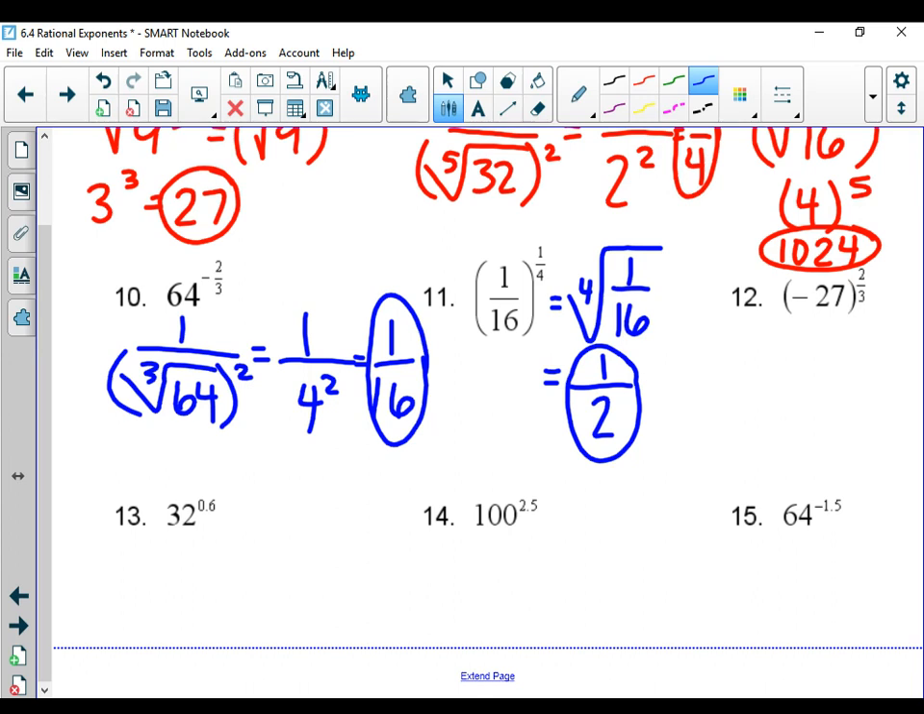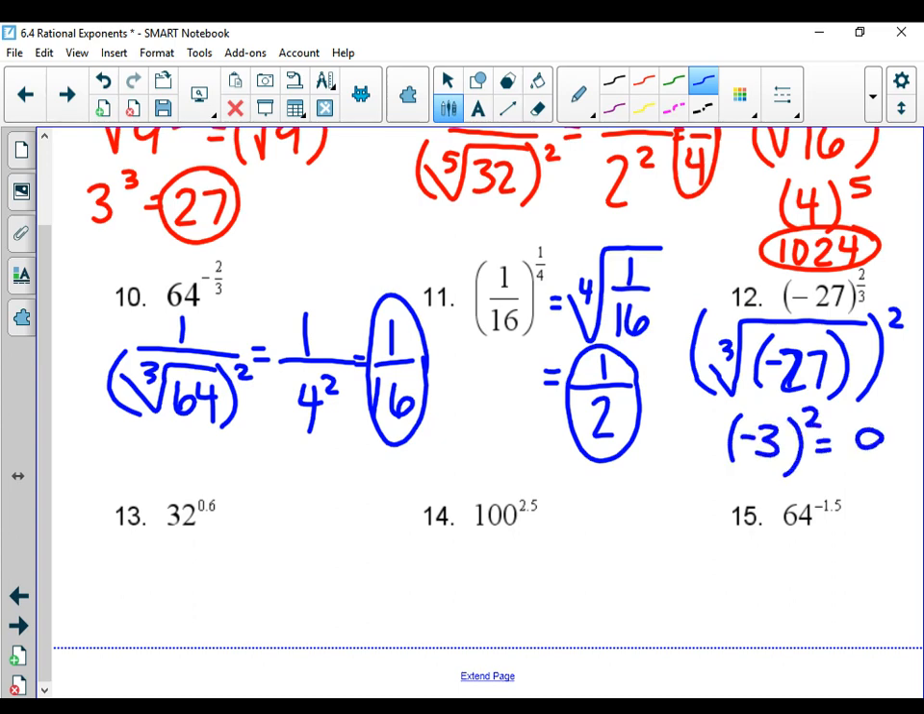Okay. We've got negative 27, which is super important to keep in parentheses. We've got the cubed root of that, squared. So if we find the cubed root of negative 27, we still get negative 3, but then negative 3 squared should get me a positive 9. So do not forget those parentheses. Do not. Are there any questions on the first 6?